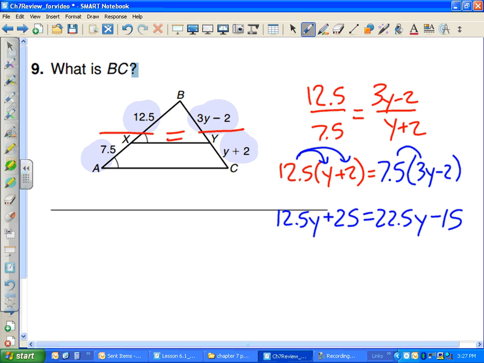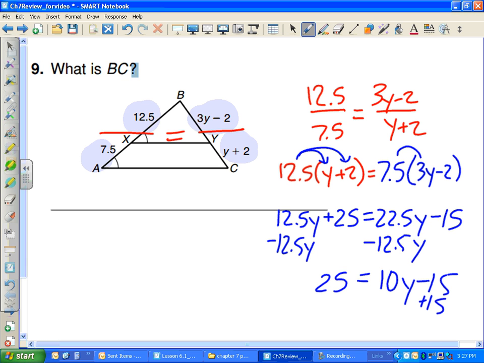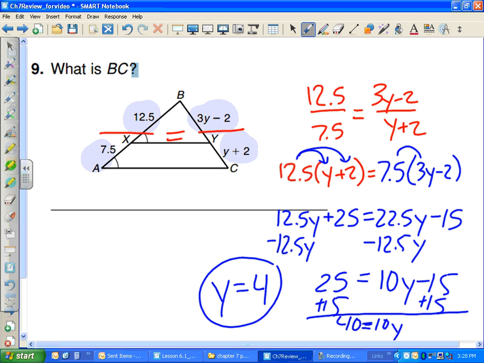Okay, now I'm going to bring stuff around. So let's bring this minus 12.5 to the other side. And then what's that minus 12.5? We end up with good old 10y equals 25 minus 15. I'm going to add 15, add 15. Okay, we end up with, what's that? 40 equals 10y. Divide by 10, and you get the idea. y equals 4.